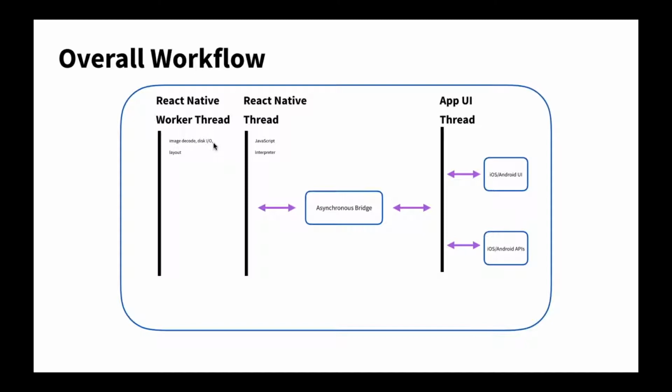So the overall workflow is essentially you have a React Native background, and you have your app UI, which is actually loading up native UI components. And this is all handled through what they call the asynchronous bridge, which takes the JavaScript that you write in React Native, processes that, and sends it over to your Xcode project or the Android Studio project to generate those native UI components to give you that high performance.